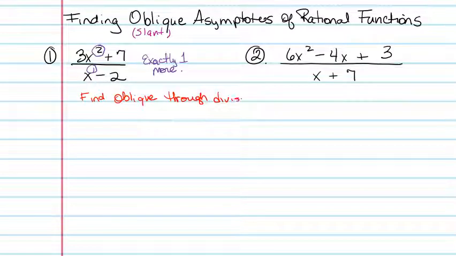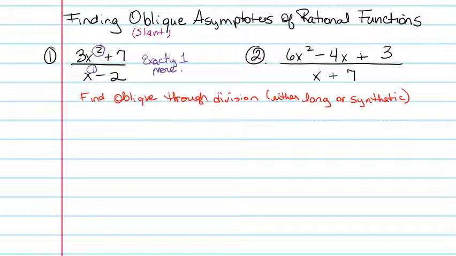Now, either long or synthetic. Now, the only ones I'm going to give you can use synthetic, but understand that you only get to use synthetic with a binomial denominator. If you have a second degree denominator or a third degree denominator, you have to use long division. That's another mess that we won't go into right now. So here we go. We'll just do this one.